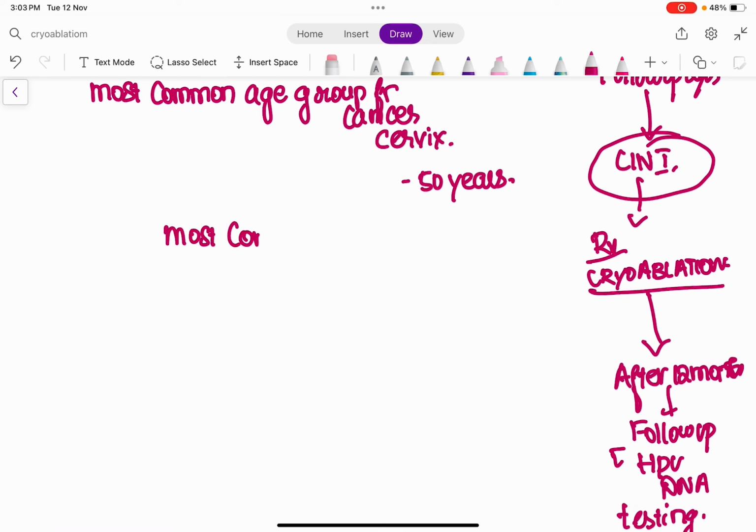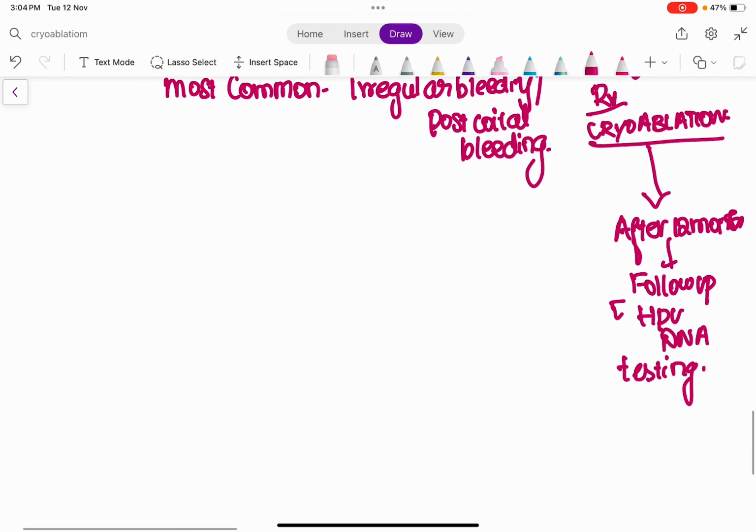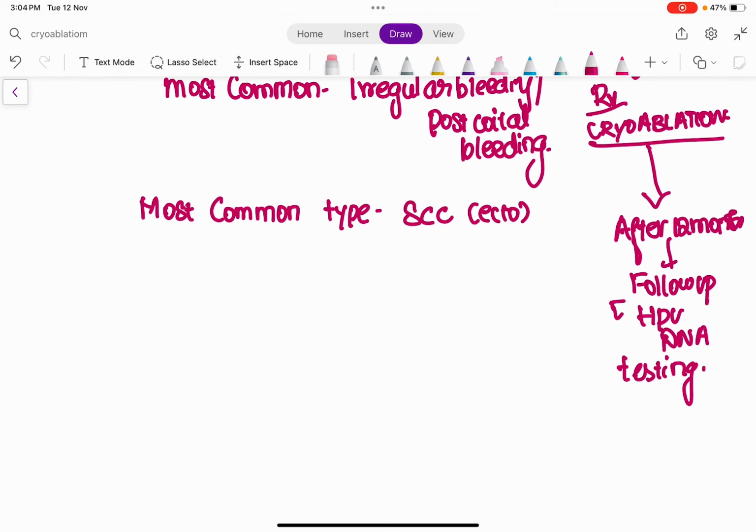And the most common complaint of cancer cervix is irregular bleeding. To be even more specific, it is postcoital bleeding after having coitus with a partner. Postcoital bleeding. Most common type is going to be squamous cell carcinoma, which arises in the ectocervix, and the adenocarcinoma, which arises from the endocervix.